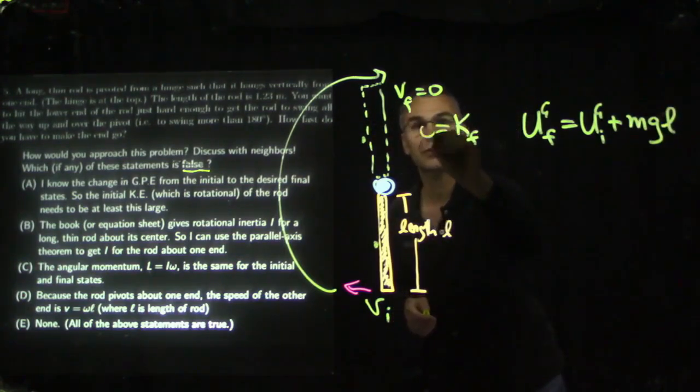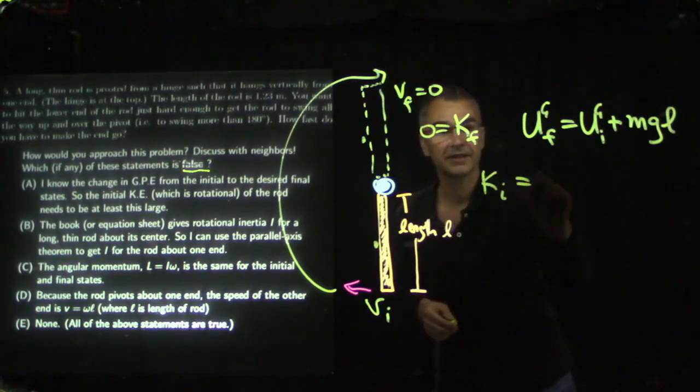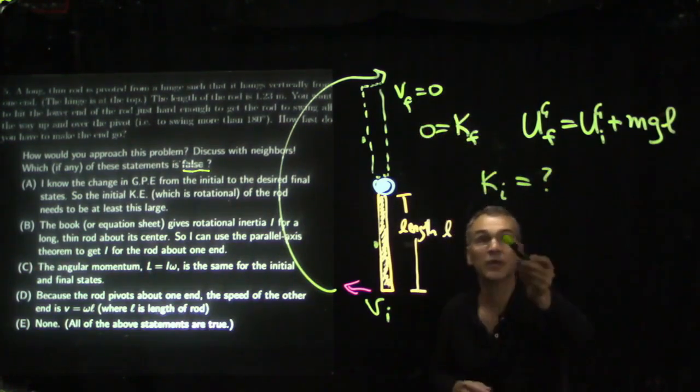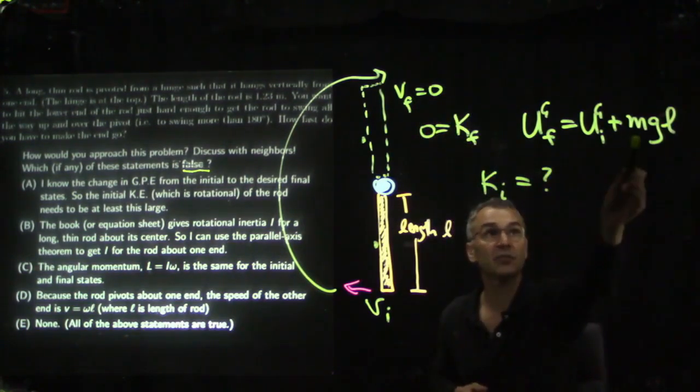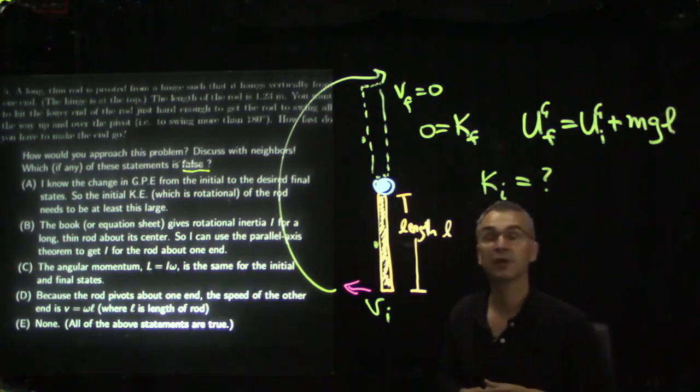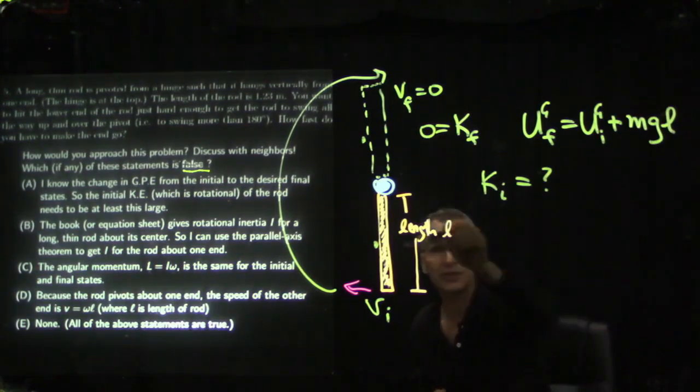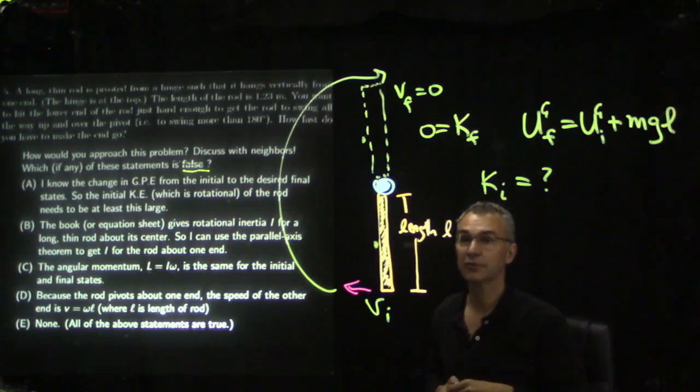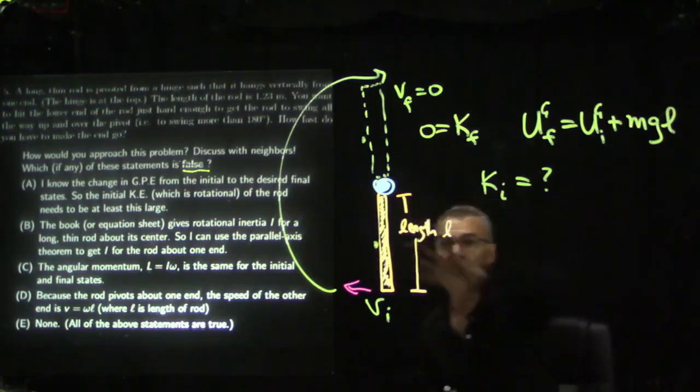So this final kinetic energy is 0, but then the initial kinetic energy is what to make that happen? Well, I guess we know how big the initial kinetic energy has to be. It just has to be equal to mgL. But how do we write the initial kinetic energy? Because there's going to be a translational part, the center of mass is moving, and there's going to be a rotational part because it's rotating about its own center of mass.